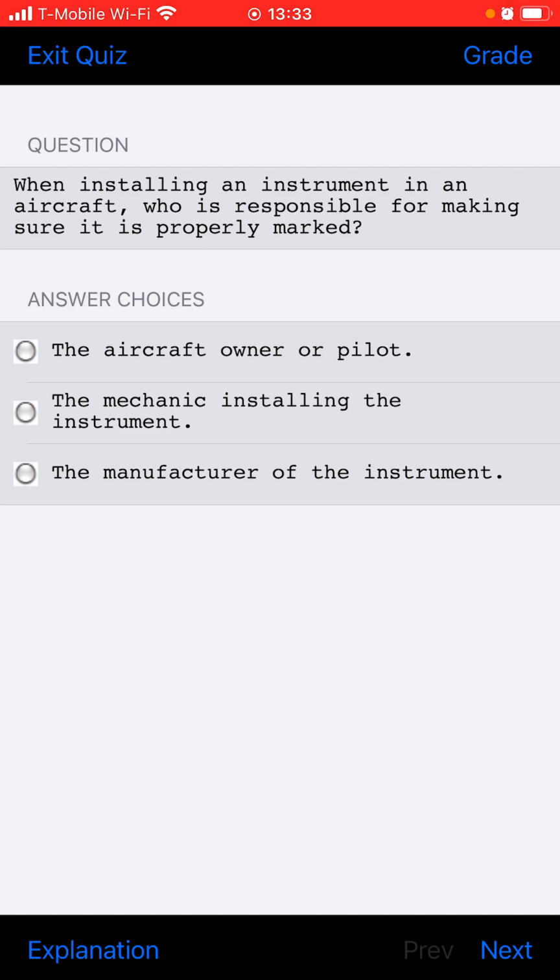Name the principal components of a vapor cycle system. A compressor, a condenser, an expansion valve, and an evaporator. I thought they would have a receiver dryer there, but there's none.